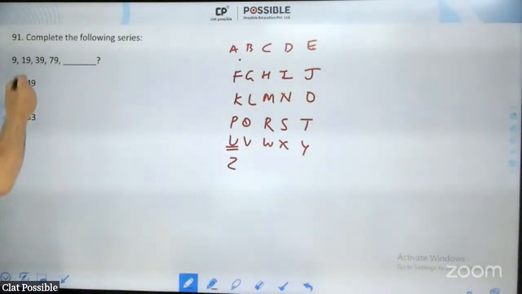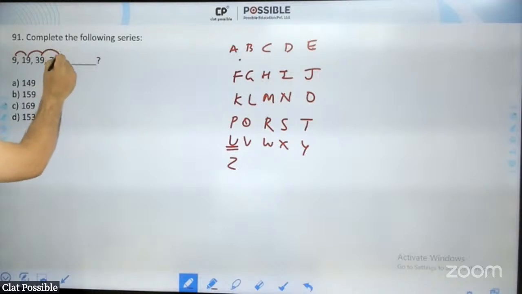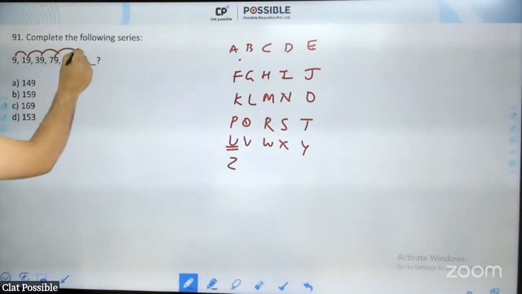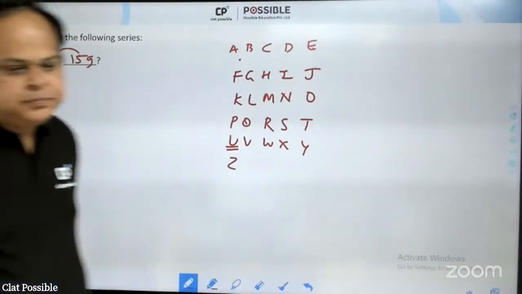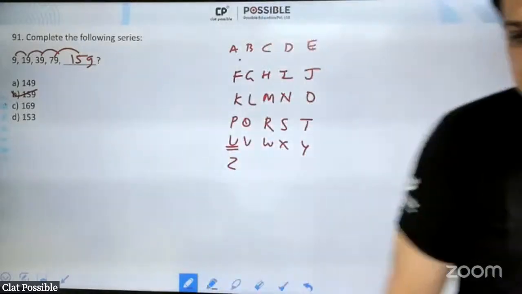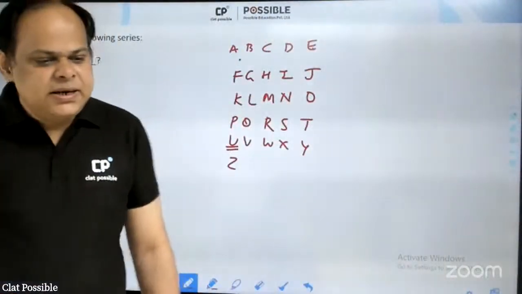So this one is fairly simple. 9 into 2, 18, 18 plus 1, 19, 19 into 2, 38, 38 plus 1, 39, 39 into 2, 78, 78 plus 1, 79, 79 into 2, 158, 158 plus 1, 159. So option B is the right answer. So very fairly simple series. You're just doubling the previous element and then adding 1.